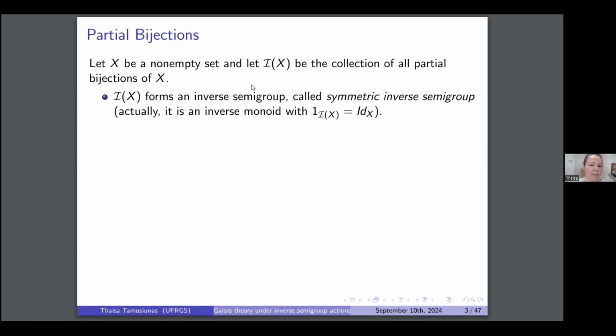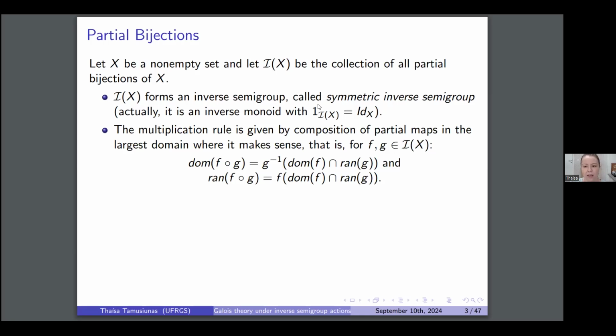Let X be a nonempty set. Here we have the collection of all partial bijections of this set. And there are two ways that we can look at this collection. One way is to look at it with an inverse semigroup structure, and then it forms an inverse semigroup called the symmetric inverse semigroup. Actually, it's an inverse monoid because it has an identity.